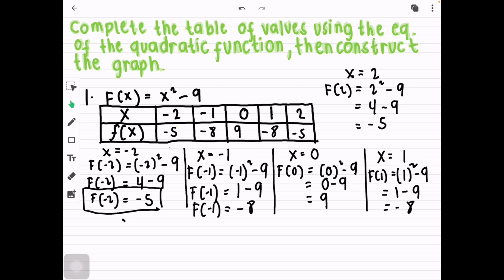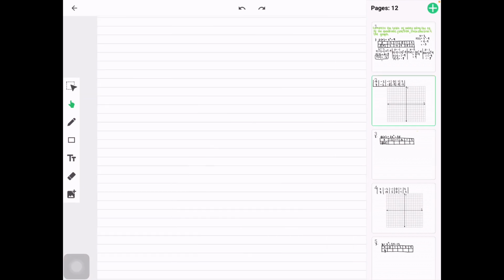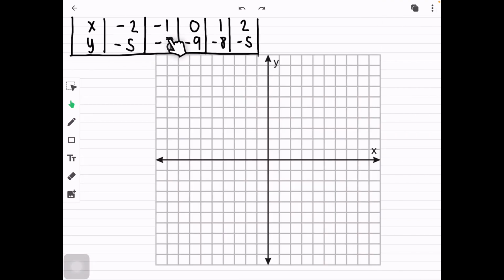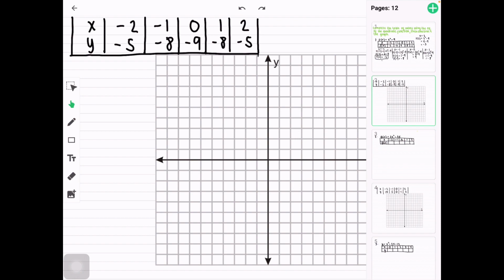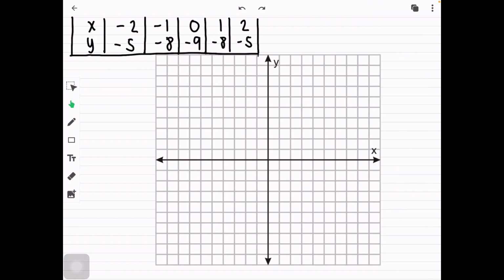Okay, ngayon na kompleto na natin yung table of values using the equation of the quadratic function. Ngayon ang gagawin natin, igagraph naman natin to. Itong mga nakuha natin, ipa-plot natin sa Cartesian plane. Okay. So, ito na yung sagot na nakuha natin dito. Nire-write ko lang siya. And then, magagraph na tayo. So, alam natin na ito ay x-axis, yung horizontal. And this one is our vertical line, or which is the y-axis.